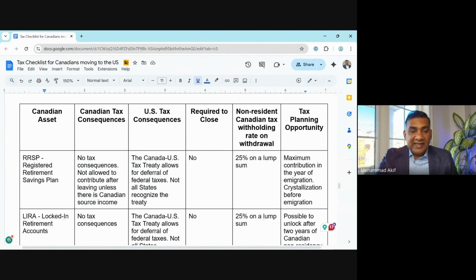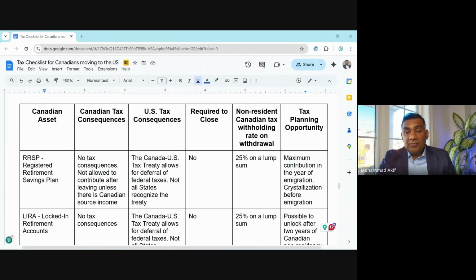So Canadian RRSPs, again, no tax consequences, not allowed to contribute after you leave. There is, of course, U.S. tax. We're talking about the federal level. There's no issue because of the U.S.-Canada treaty, but some states do not recognize tax treaties, and then that income is going to be taxed in those states. Are you required to close this account? No. If you are going to keep it, keep it. If you do take out money before it becomes a RIF, then of course there's a 25% tax according to the U.S.-Canada tax treaty that you have to pay on the lump sum.